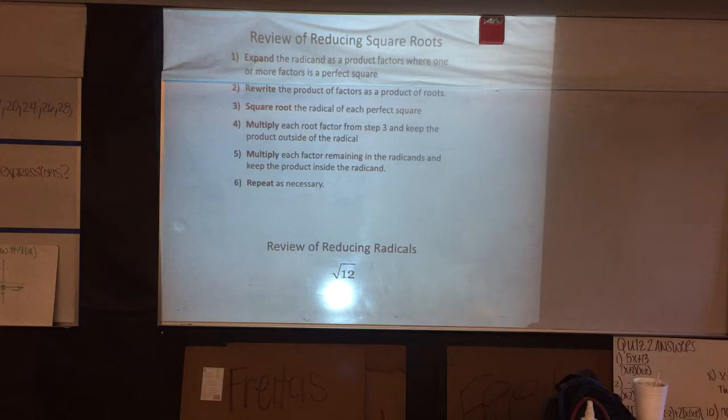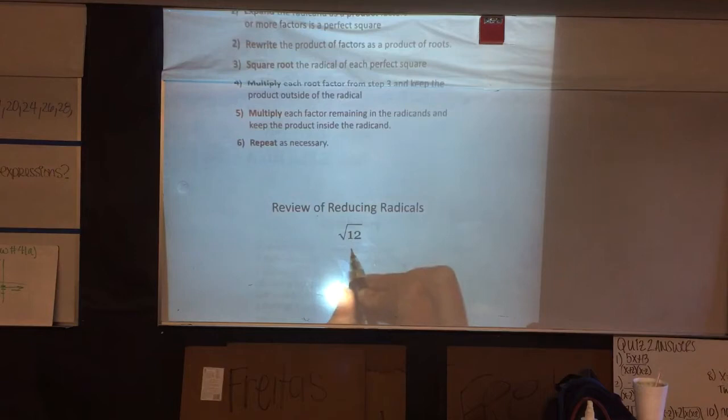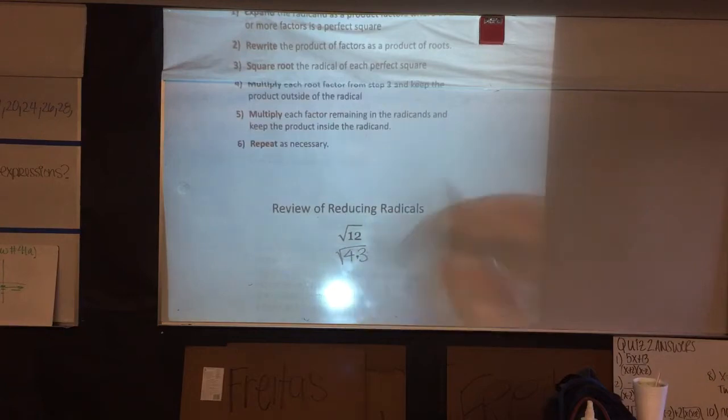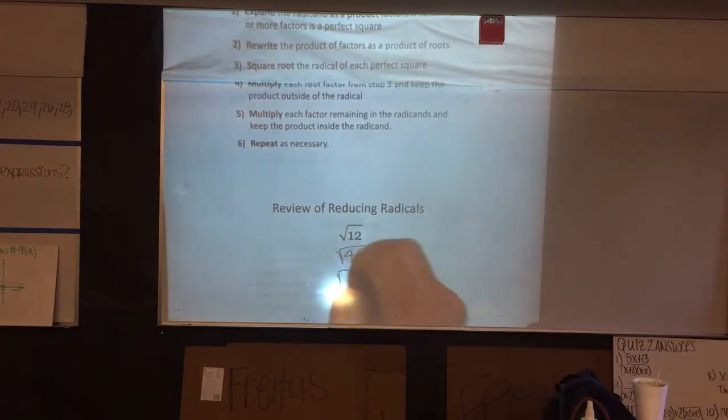Okay, and so the first thing we want to do is expand the radicand as a product of perfect squares, as many perfect squares as we can. And so I can think about it as, well, 12 could be rewritten as a product of 4 times 3. And then there is the product property of radicals, which says that if I have a full product inside the radicand, and this inside is called the radicand, then I can rewrite this as a product of 2 radicands. Okay, and that's this step 2 here.